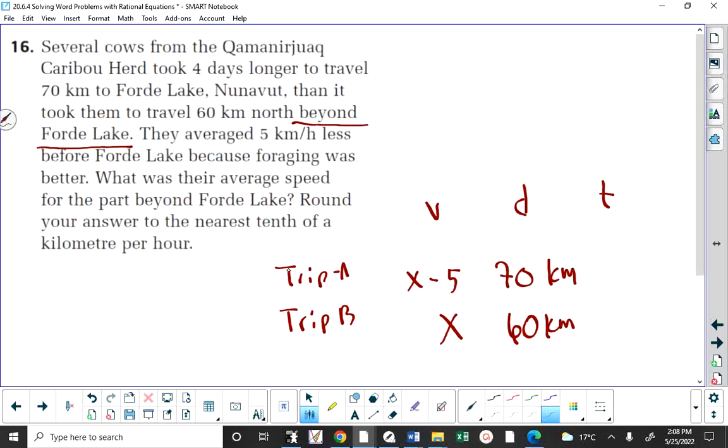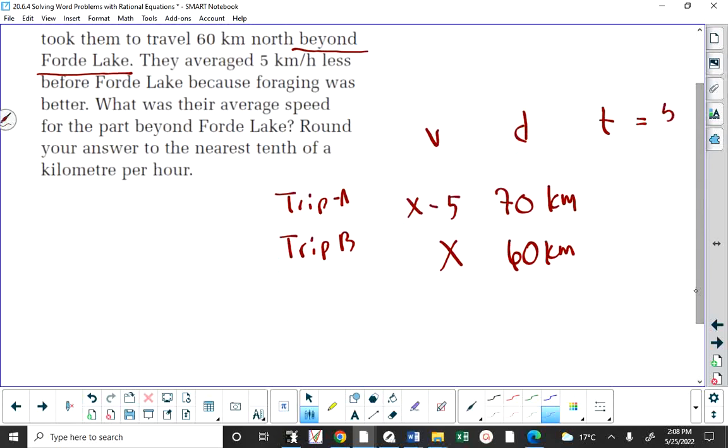Whew. That's a lot of work just pulling that information out, and we're not even close to being done here because we still have to complete the third column. We have to create a formula or equation, then we have to solve the equation. Remember that your time is distance divided by speed. That's the key.